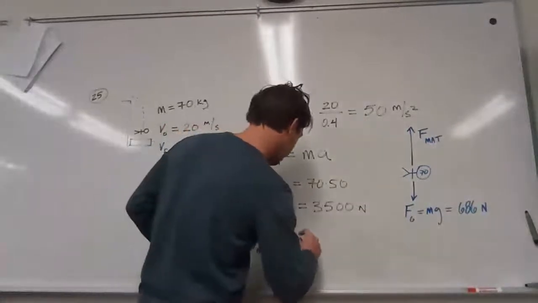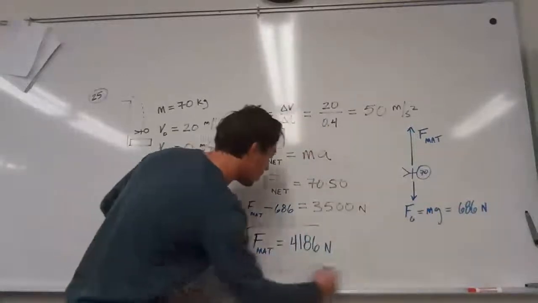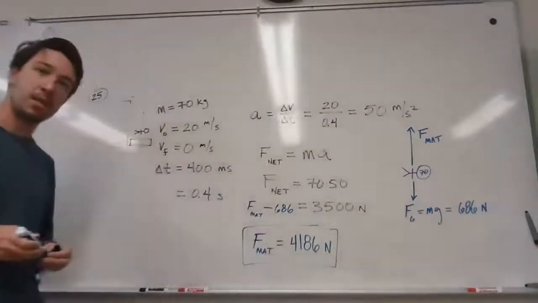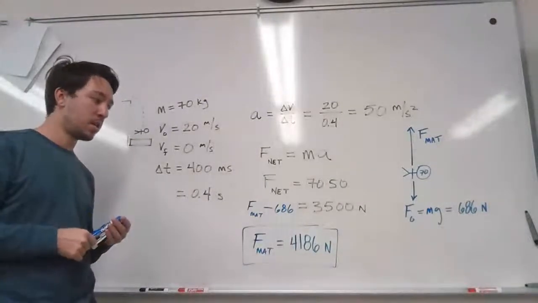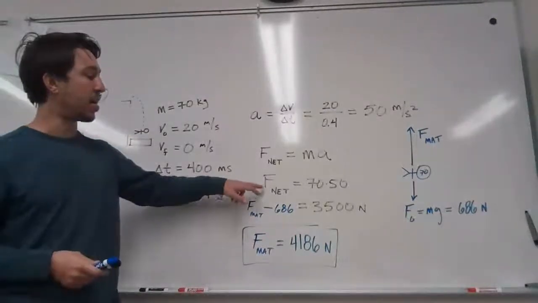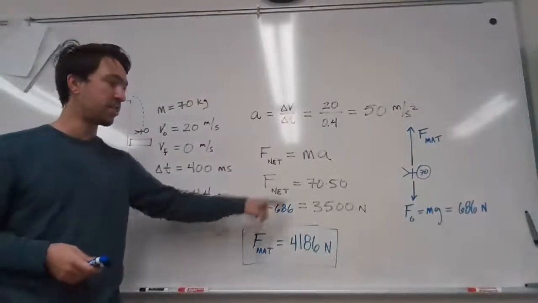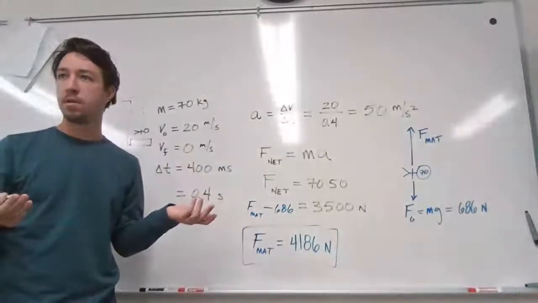All right. And is there a confusion on that? Does everyone understand how I can replace F net with the subtraction of those two? Does that make sense intuitively? Okay.